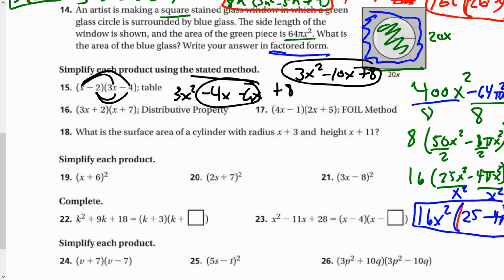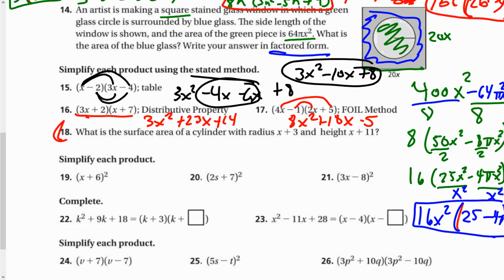Okay, here on this one, we can multiply, and we're going to get a 3x squared, and then we're going to get a 21x and a 2x, that's a plus 23x, and then 2 times 7 is 14. Here we get an 8x squared, 20x, negative 2x, so 20x minus 2x is positive 18x, sorry. And then negative 1 times 5 is negative 5. So those are our two answers for that.